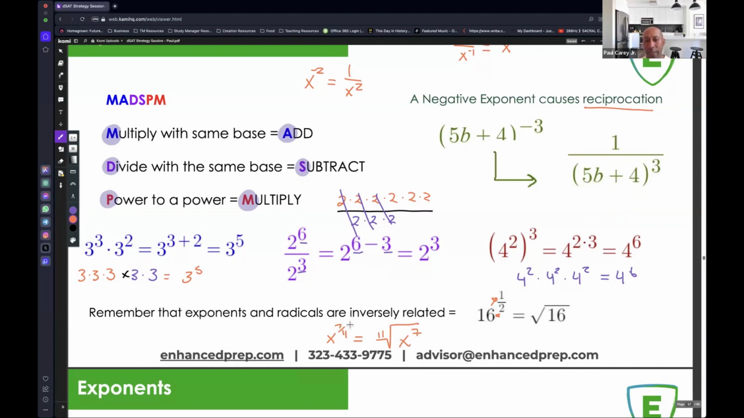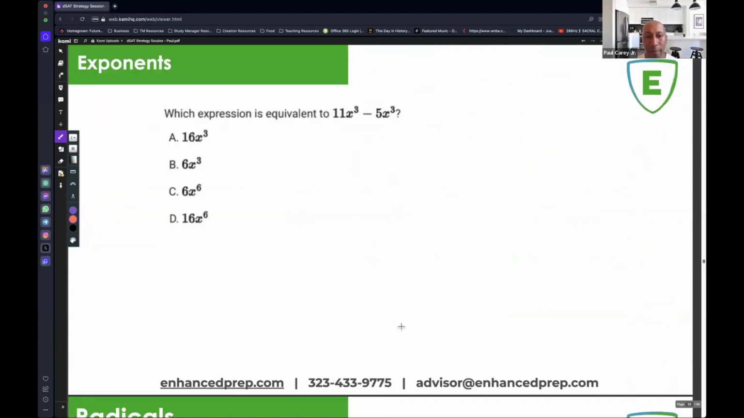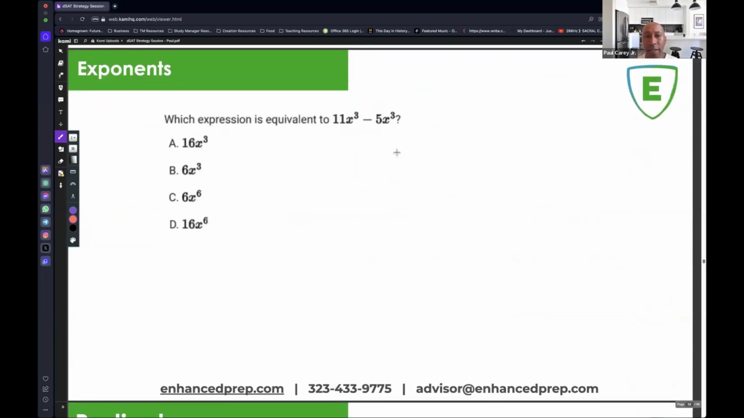And this is what a root basically means. So if you ever need to change it from a root to a fraction, that's all you simply do. You just go that way, and it works backwards and forwards as well. Okay? So let's check out this problem. It says, which expression is equivalent to x to the 3 minus x to the 5?